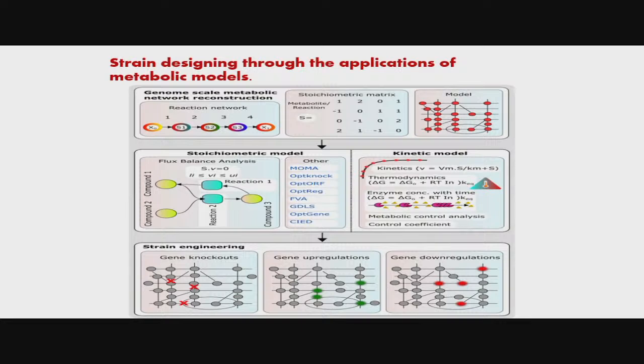And then strain engineering. So you develop gene knockouts, then you try to see specific upregulation and downregulation. You can have a strain, but if the strain's growth profile and growth kinetics are not studied well, your strain will not be able to have the proper metabolic yield. So you use these techniques, and for that you need to understand some concepts of kinetics.